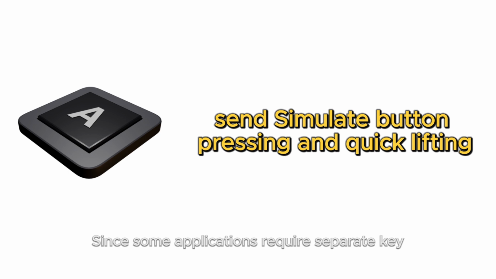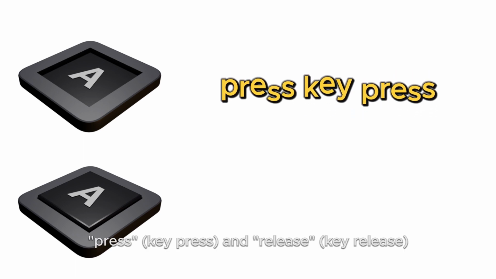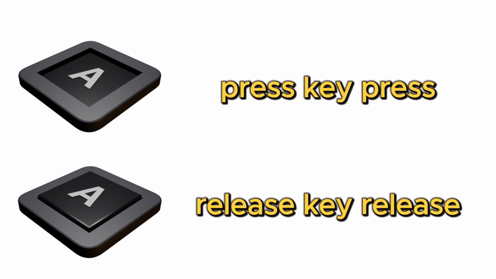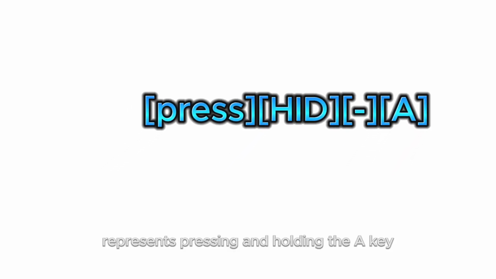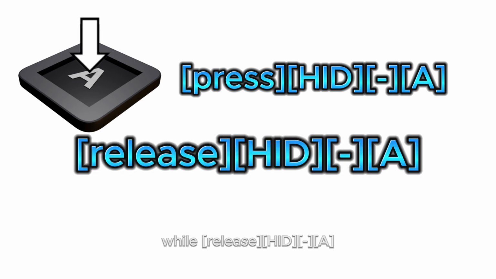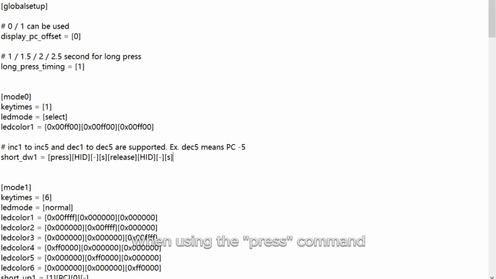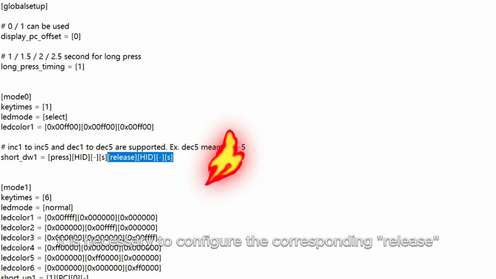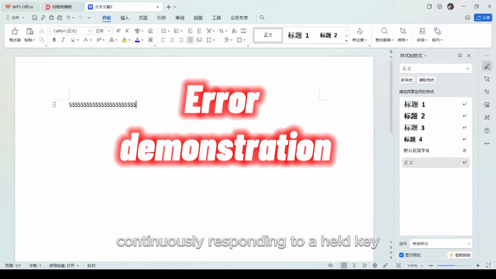Since some applications require separate key press and release operations, the advanced configuration includes press, key press, and release, key release. For instance, press HID-A represents pressing and holding the A key, while release HID-A represents releasing the A key. When using the press command, it is necessary to configure the corresponding release to avoid issues with the computer continuously responding to a held key.